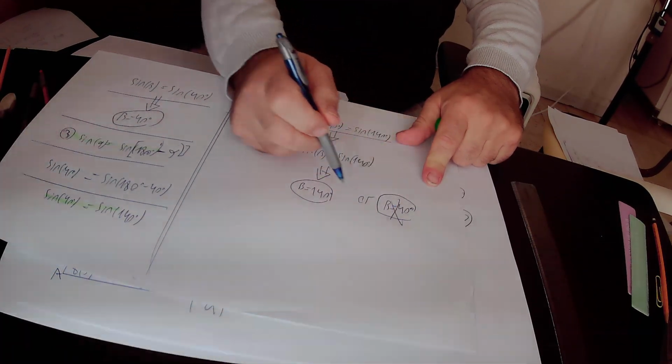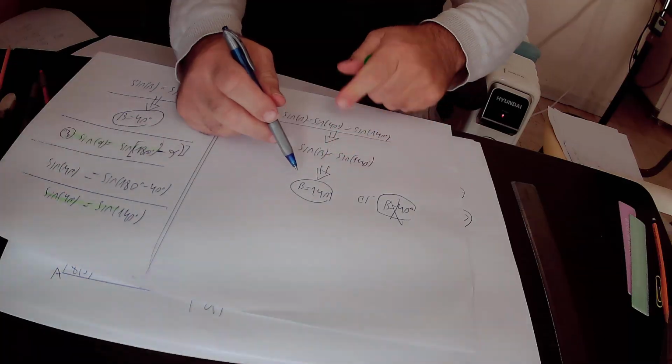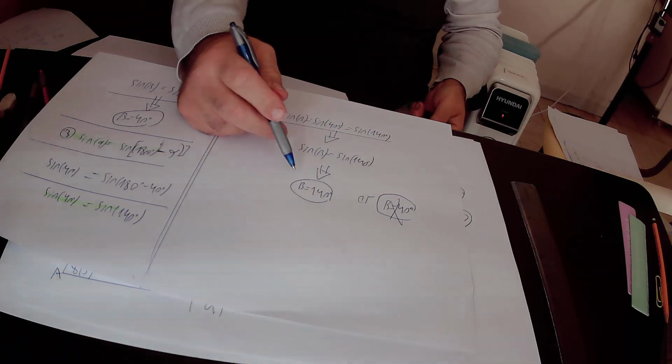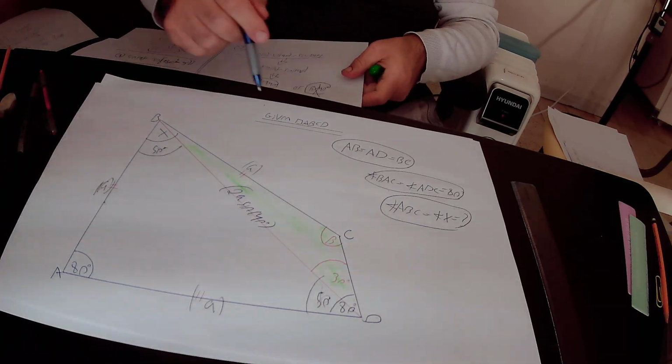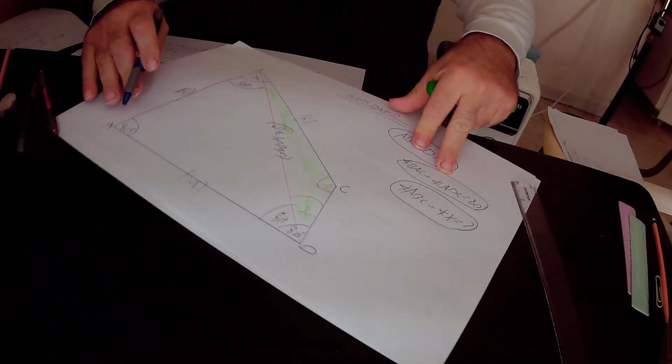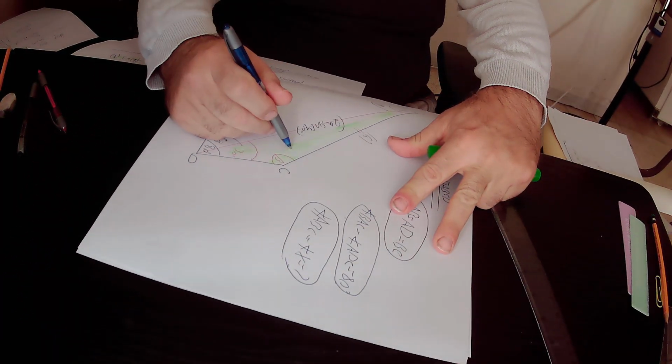and we will take into account only the second solution for beta, that is beta equals 140 degrees in its size. This angle BCD is equal to beta, is equal to 140 degrees in its size.